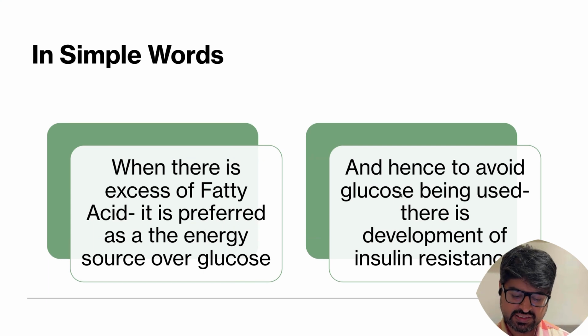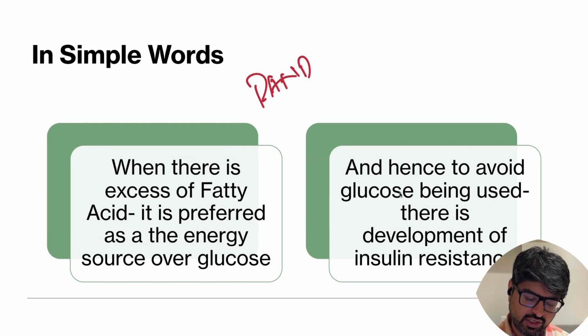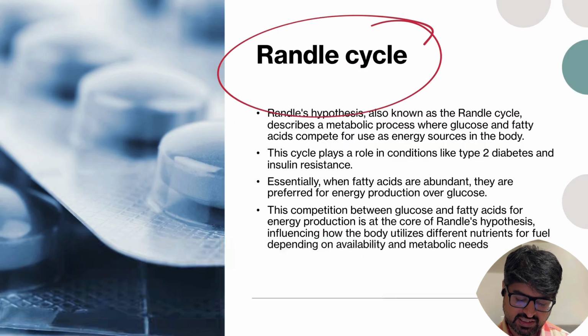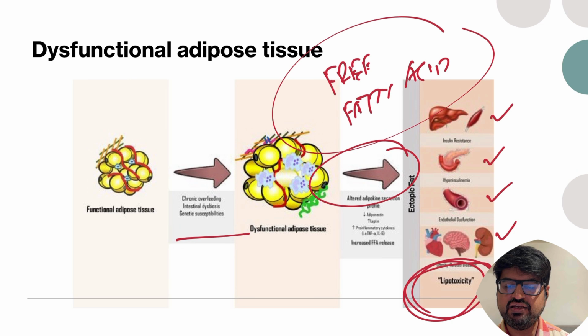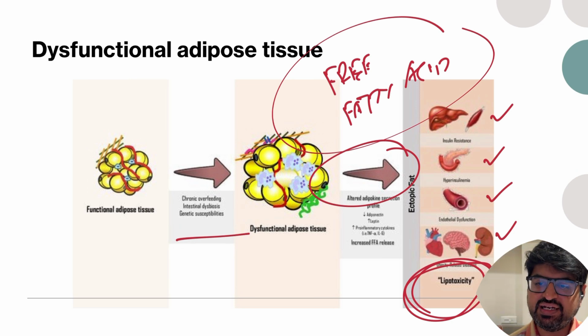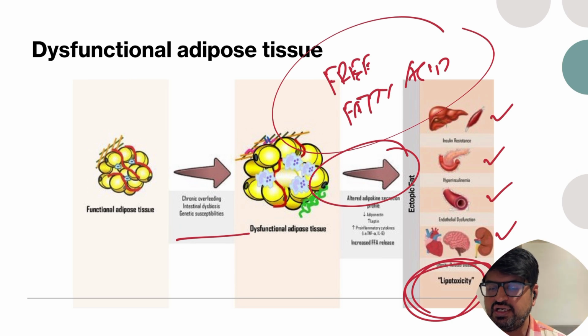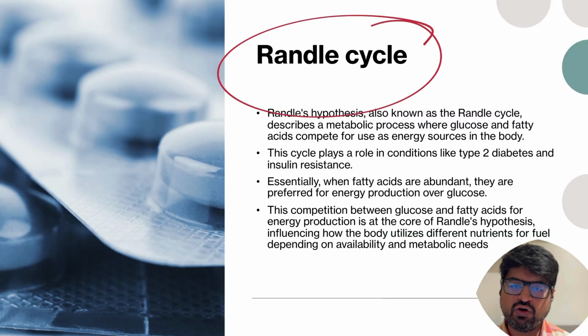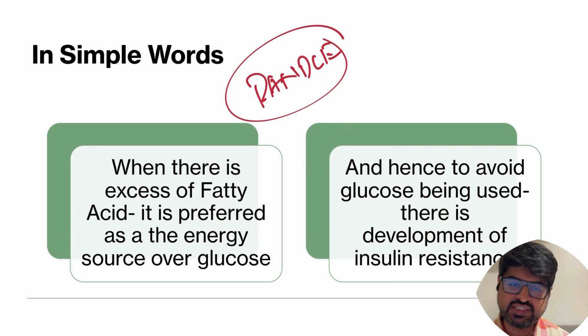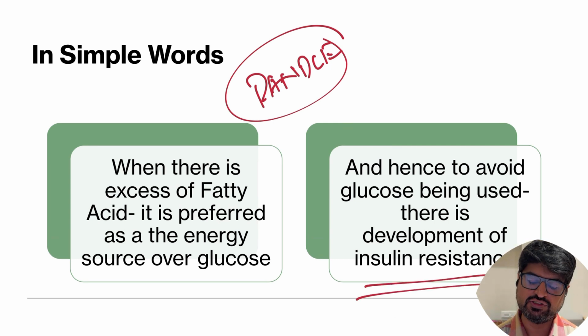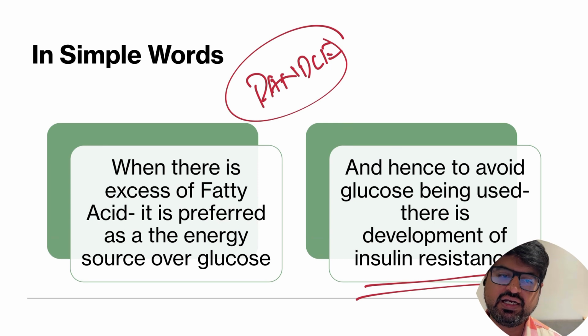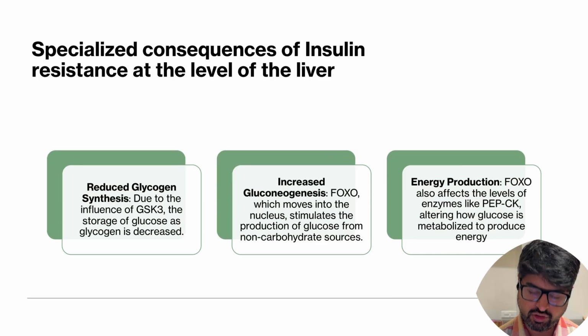This is the simple concept of the Randle cycle. When the ectopic fat is under stress, it starts releasing free fatty acid, and this free fatty acid gets taken up by the cells of these organs. When the cells are presented with free fatty acid, they prefer using fat as fuel rather than glucose, and to avoid glucose being used as fuel, the cells develop insulin resistance, and because of that, ultimately you have a lot of these diabetes-related complications.